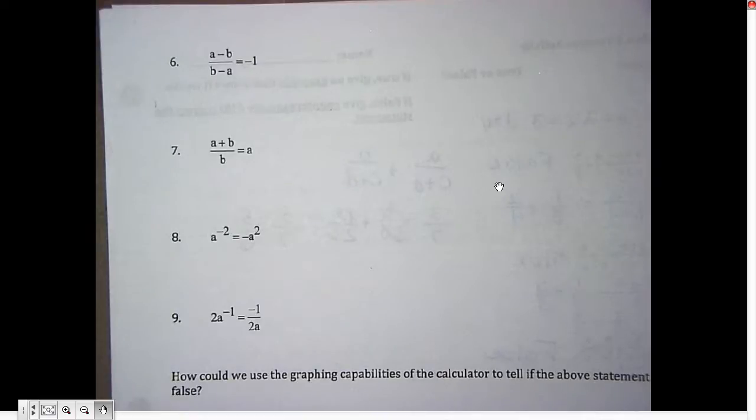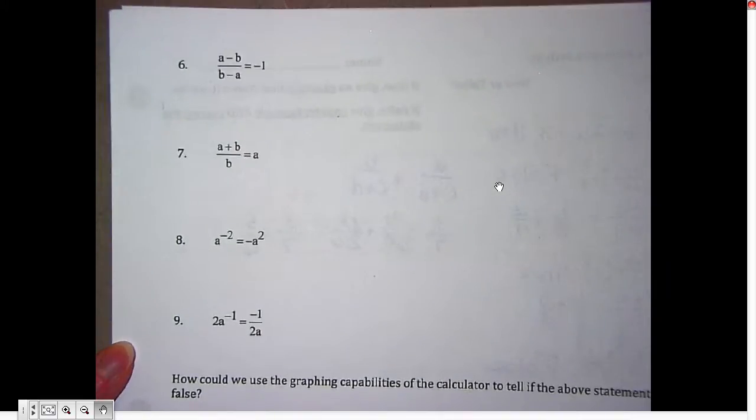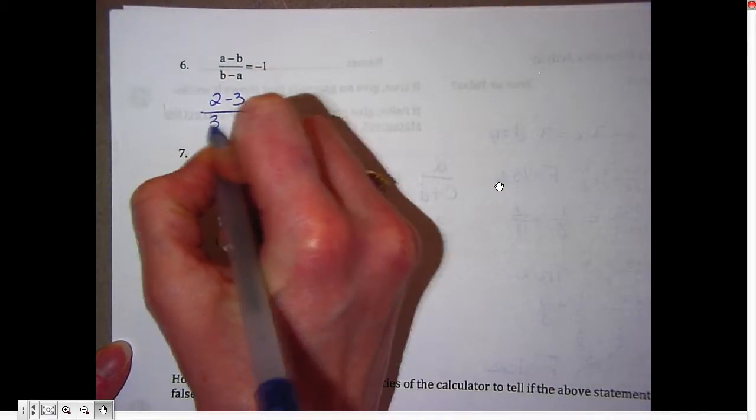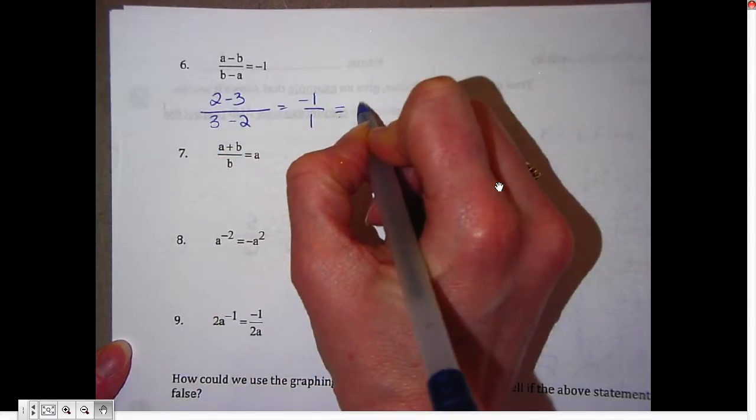Natalie, what do you think? Is that equal to -1? I said true. Why did you say true? Because when you plug in the numbers, I think in these ones it's still asking for 2 and 3. And so for the top one, you have 2 minus 3, which is -1, and then for the bottom you have 3 minus 2, which is +1, and so the -1 over +1 simplifies to -1.